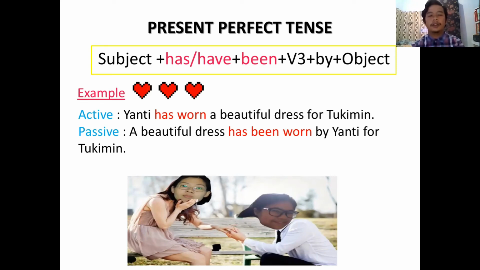Okay. In the present perfect tense, we must know the characteristic: have, the word to be, to be is been. Okay.